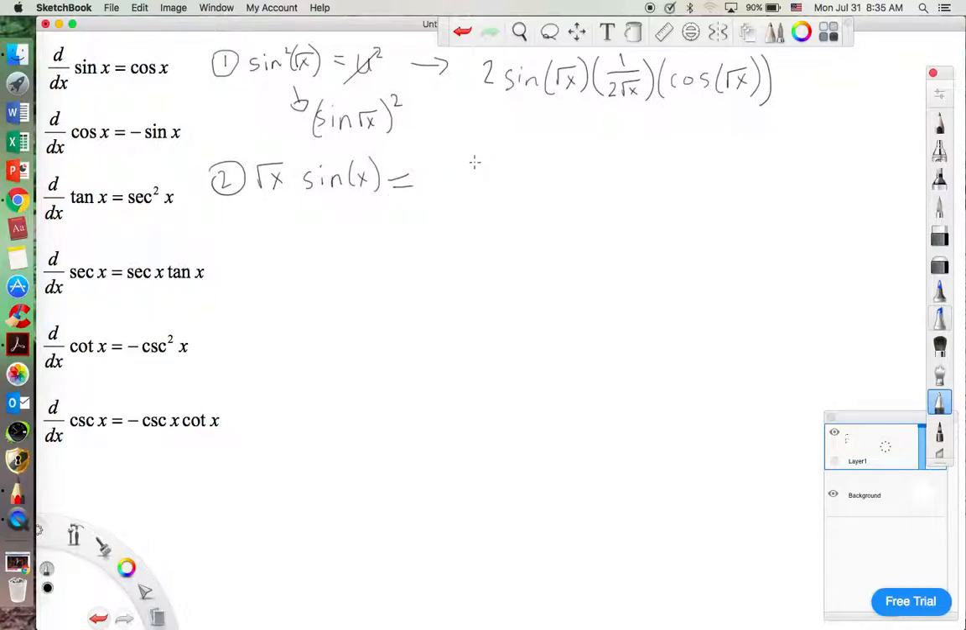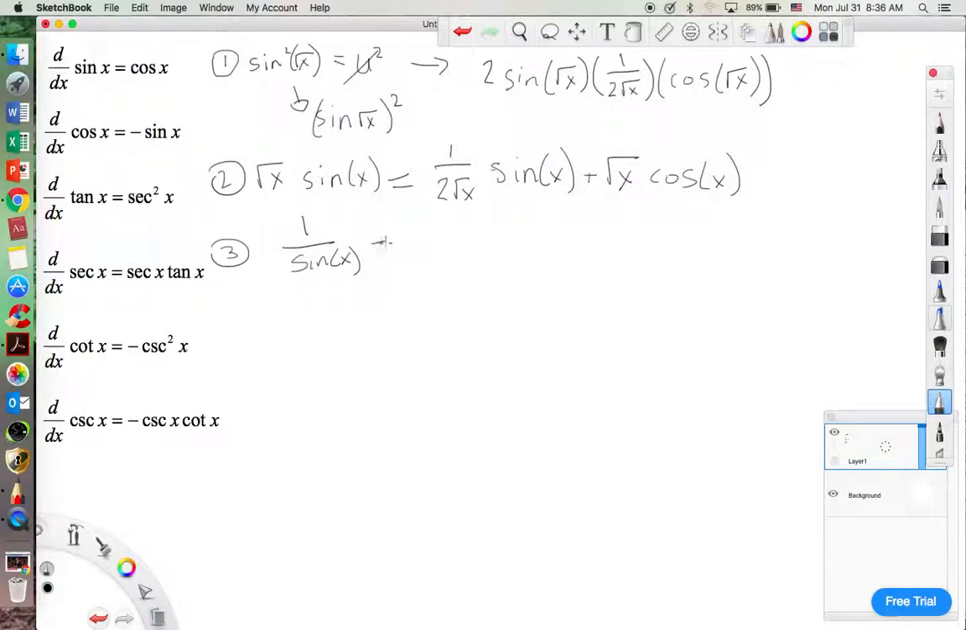Here we need to use the product rule, so we're going to take the derivative of the first times the second plus the derivative of the second times the first, or the opposite order, since addition is commutative. The derivative of the first, root x, which is x to the 1/2: we drop down the exponent and subtract 1 from the exponent, which gives 1/2 x to the negative 1/2, or 1 over 2 root x. We take that times the whole second function, sine of x, and add to that the first function times the derivative of the second function, which is cosine x. Easy as pie.